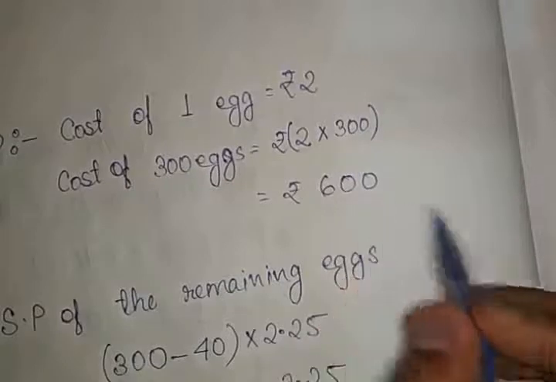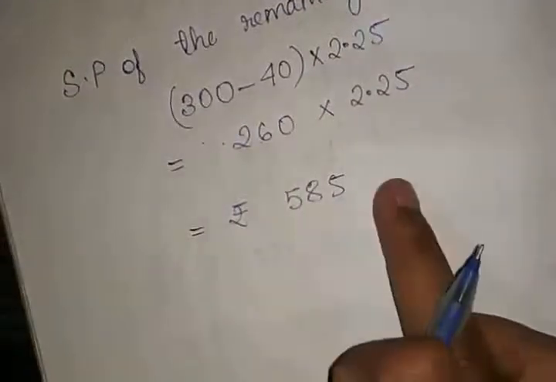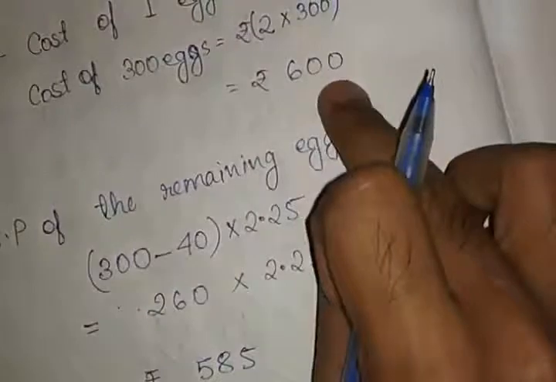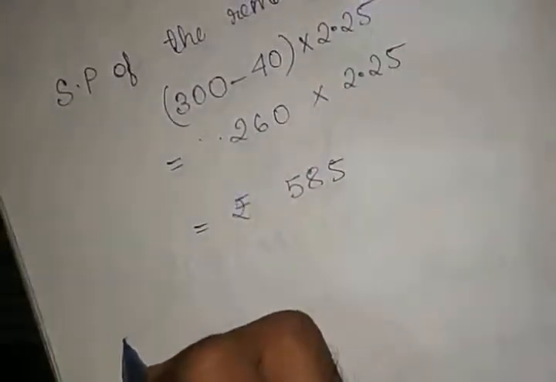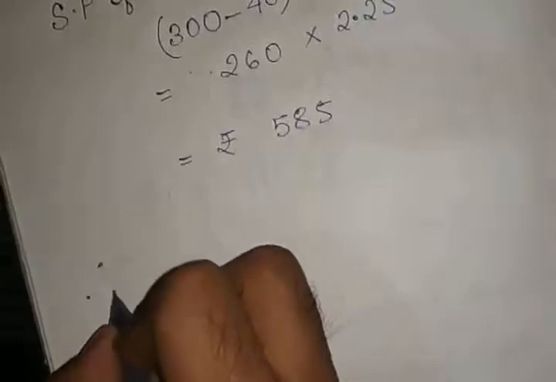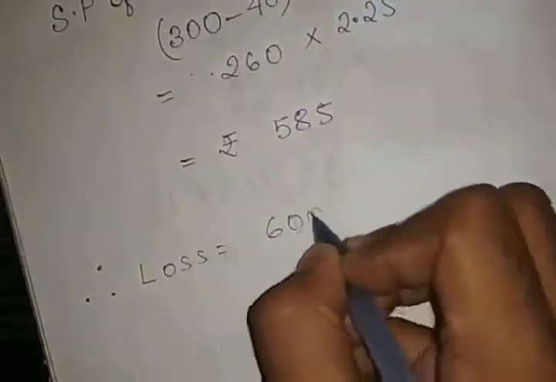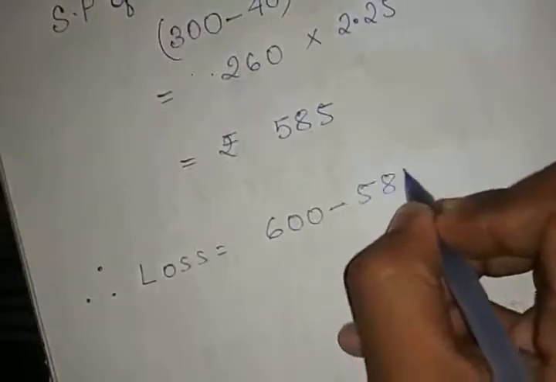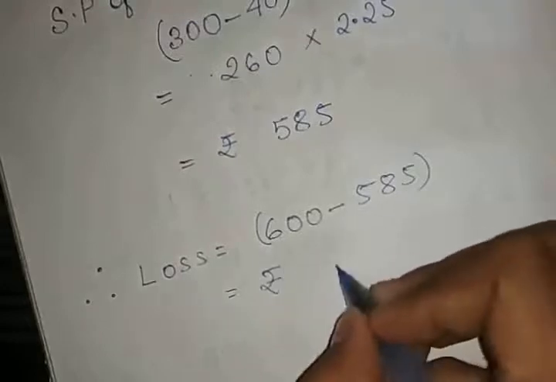600 rupees were spent in buying the eggs. And how much was earned after selling? After selling, we have earned rupees 585. Clearly here the cost price is greater than the selling price. It means that it is a loss. So therefore, loss is equal to 600 minus 585. If we subtract this, how much will we get?